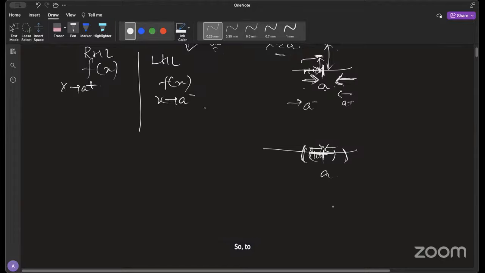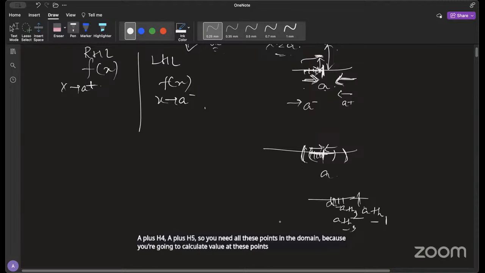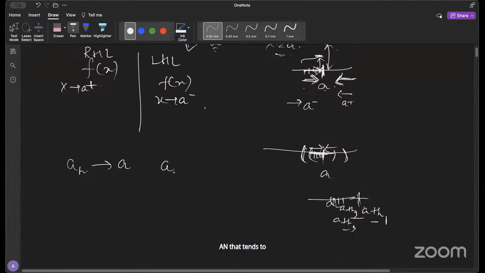So to approach a, let's say this is a, and this is a plus h1. Ideally we do it this way: a plus h1, then a plus h2, and then the closer you get, a plus h3, a plus h4, a plus h5. So you need all these points in the domain because you're going to calculate the value at these points, right? What we mean here is we need at least a sequence a_n that tends to a, and this a_n should be in the domain, right?